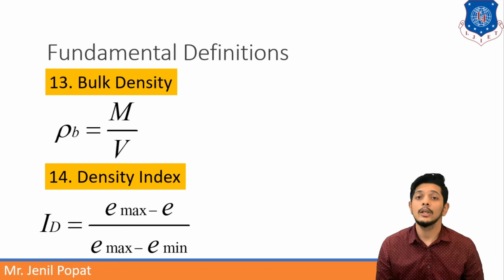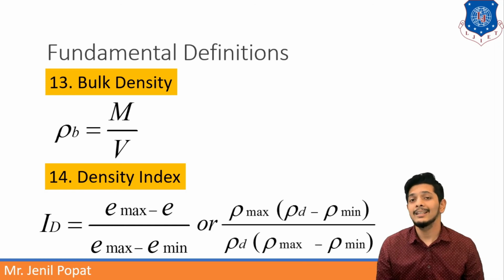If your soil is in loosest form, there will be so many voids. So maximum void ratio will be there. So we can write E max as void ratio in the loosest form of soil. And E minimum, there is minimum void ratio, it is in densest form of soil. So E max and E minimum are this, and E, that is natural void ratio of soil. So we got all the definitions. Same way ID can be written as rho max in common and rho D minus rho minimum in bracket upon rho D common and rho max minus rho minimum.